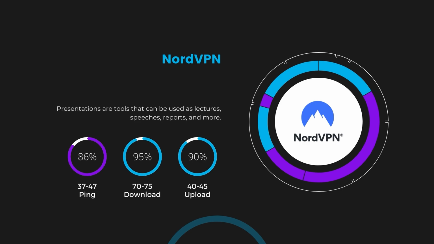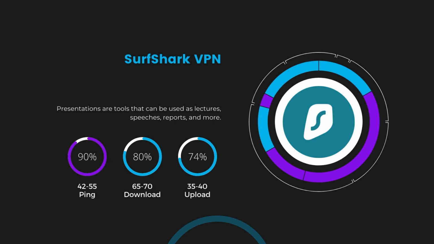This efficiency is attributed to NordVPN's NordLynx protocol, ensuring residents of North Korea can enjoy rapid online activities and streaming with minimal interruption. Next in line is Surfshark, which exhibited a more considerable effect on ping, maintaining it within the 42 to 55 milliseconds range. Surfshark stands out for its negligible reduction in download and upload speeds, which are at 65 to 70 megabits per second and 35 to 40 megabits per second. This makes Surfshark a strong option, particularly with its offer of unlimited simultaneous connections.